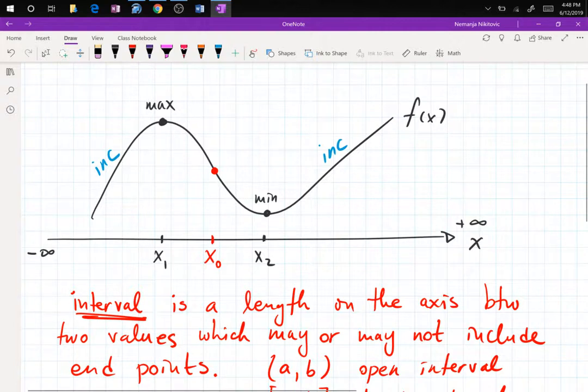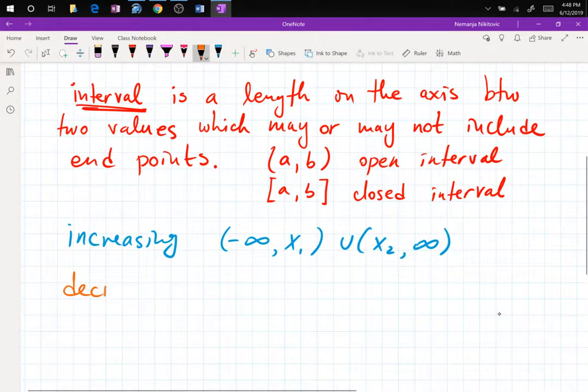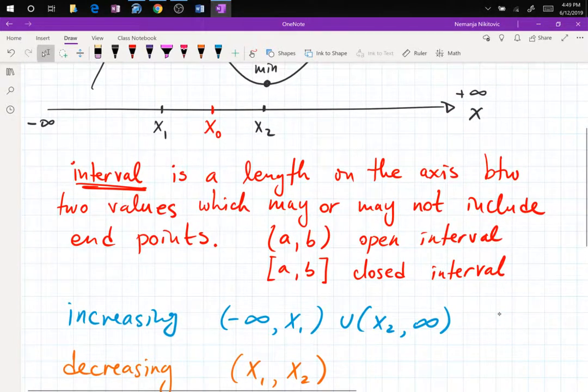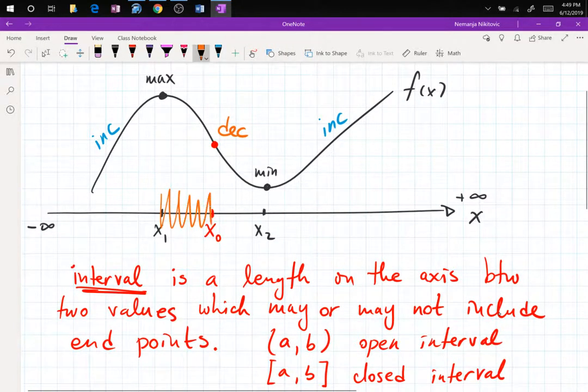And then, in orange, I have a decrease. So f is decreasing from x1 to x2. These x values all sit in the interval from x1 to x2, and the function above that interval is decreasing.